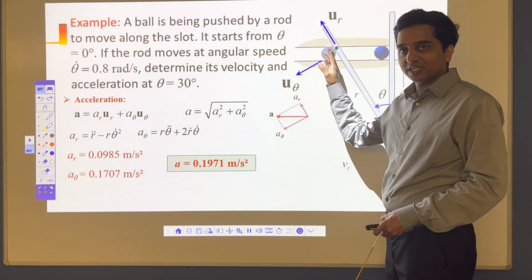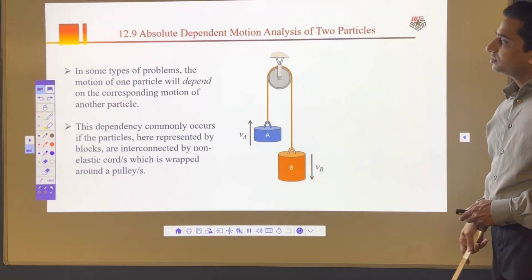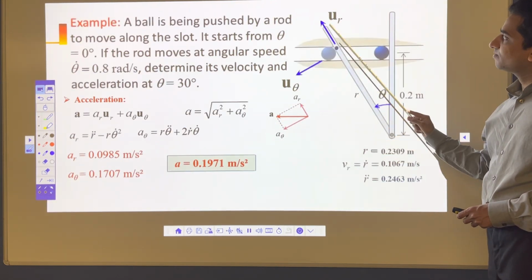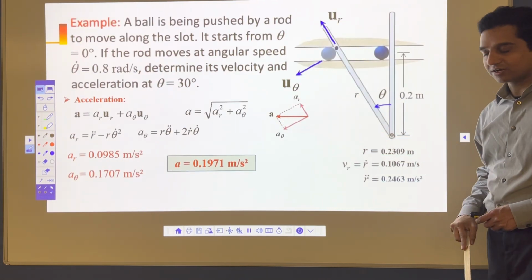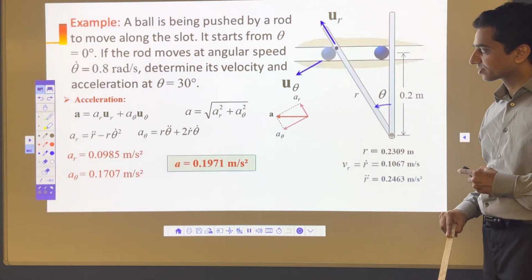Now you have velocity and now you have acceleration. So that's how you can solve this problem, by using the r and theta components. So this is a very important problem. Do more practice and you will get there.